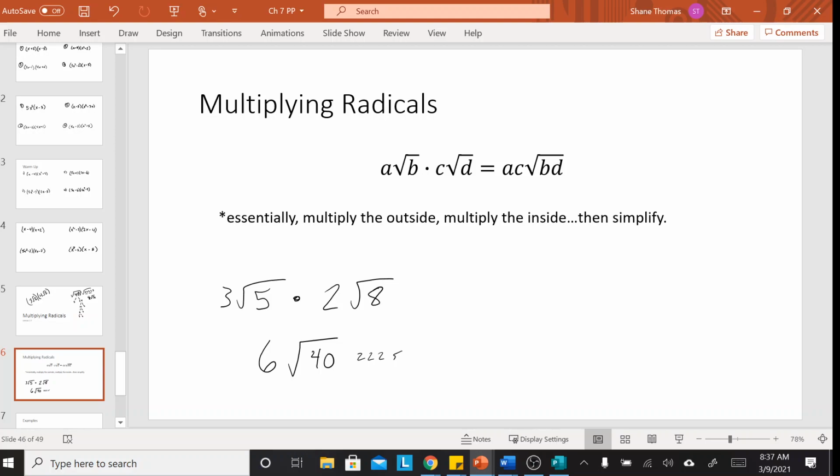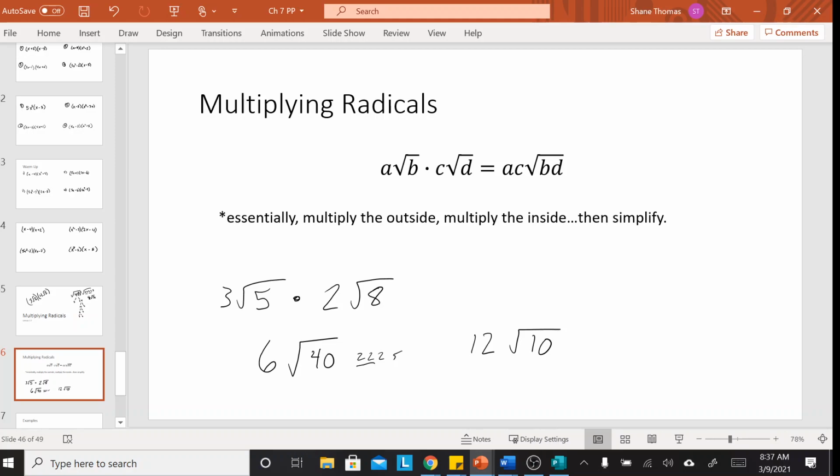So what can I bring out? One pair of 2's, right? So I bring that out front. Then I do what to that? Multiply it by my 6. So I have 2 times 6, which is 12. What's left inside then? 10.